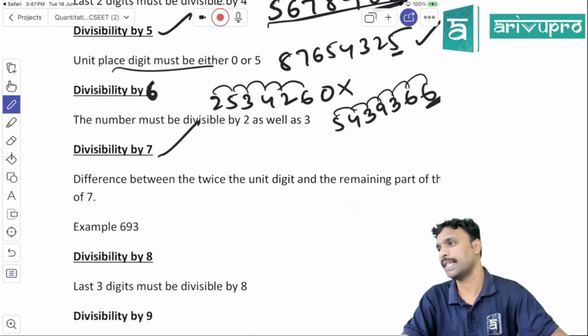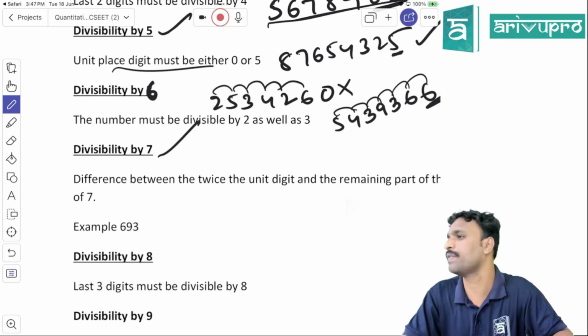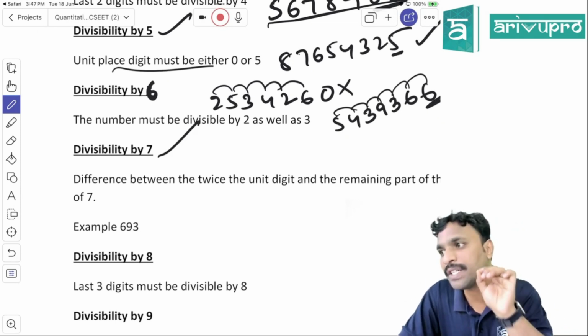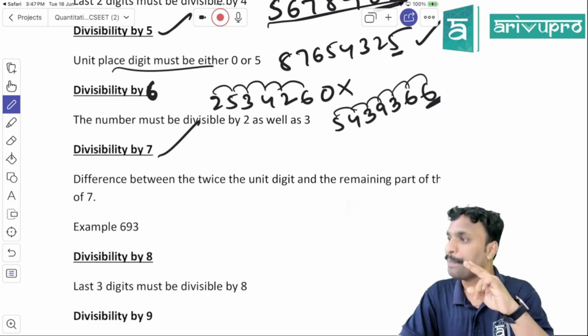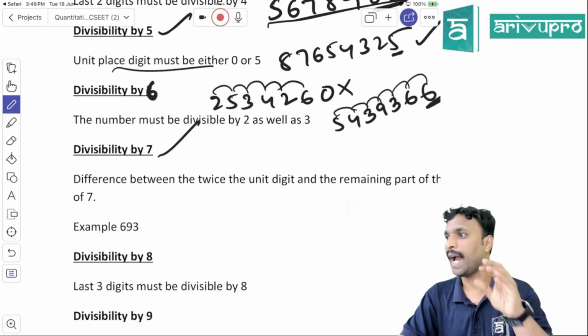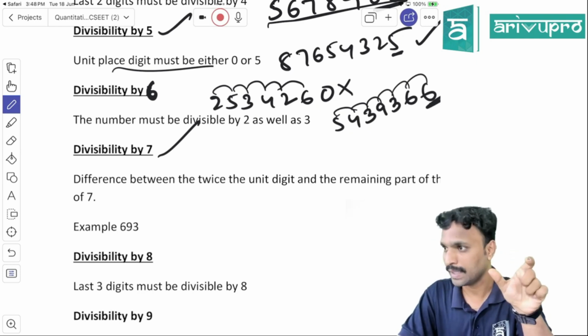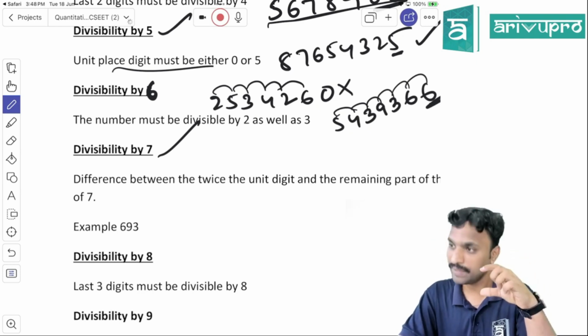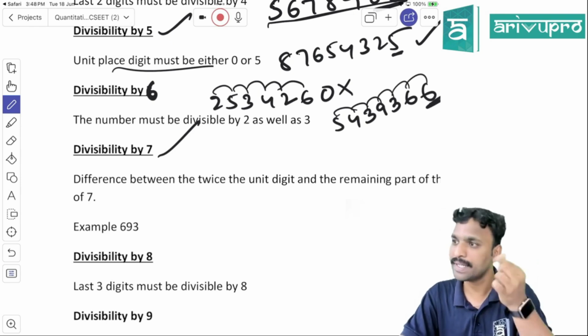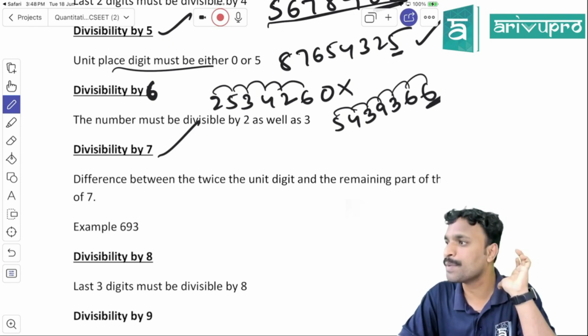Divisibility rule for 7. How to check whether a number is divisible by 7? The last digit you have to take, multiply that by 2, and whatever product you get, you subtract from the remaining part of the number. If the result so obtained is divisible by 7, then the number is divisible by 7.